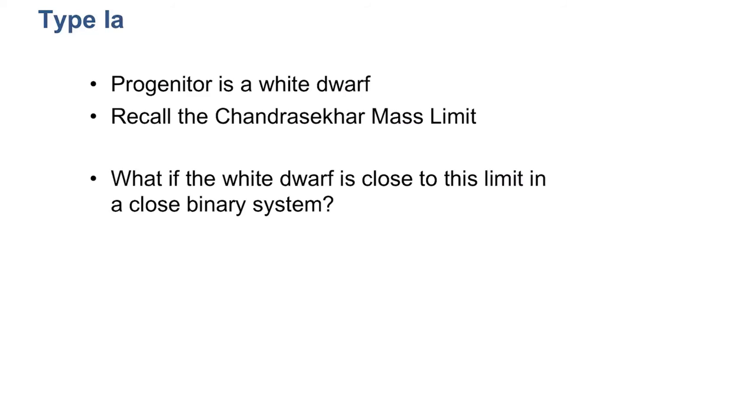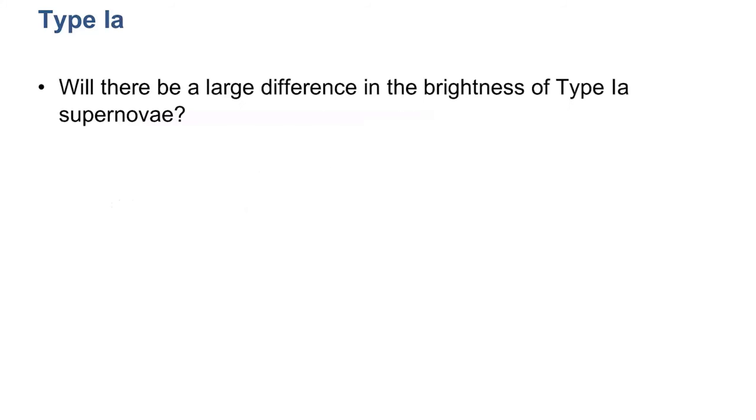Now, these are really interesting objects because they all happen for white dwarfs that have exactly the same mass, right? 1.4 solar masses. Every single one of them will be very close to the Chandrasekhar mass limit, will exceed the Chandrasekhar mass limit, and will explode. And so the question posed on this slide: will there be a large difference in the brightness of type 1a supernovae? We expect that the answer to that question will be no. They all have the same mass when they explode. They should all have about the same luminosity. And that makes them extremely important.